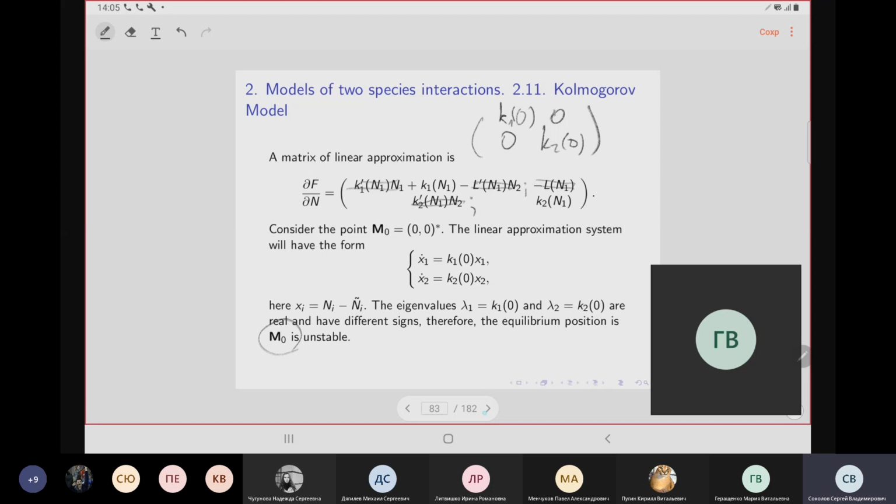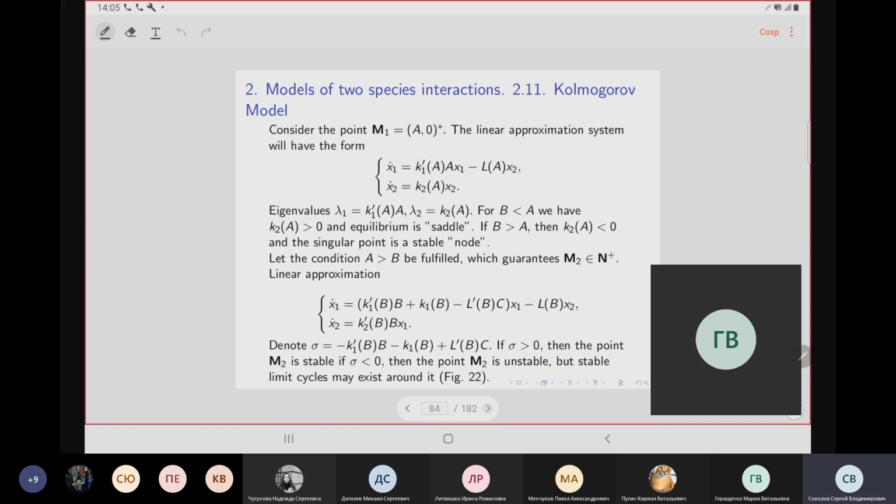Consider the point A0. The linear approximation matrix is K1 prime of A, negative L of A, 0, K2 of A. In this form, the system is the system of our linear approximation, and the matrix is written to the right. So the matrix is triangular. So eigenvalues are on diagonals.